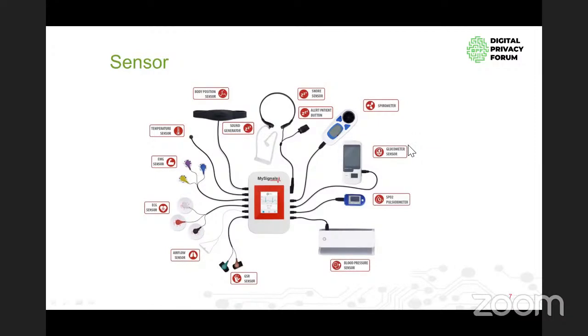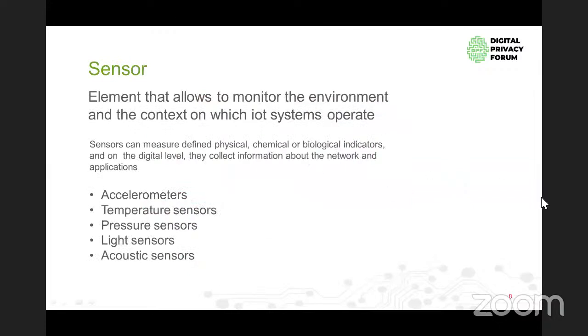Or I can measure your heart rate, and ECG or EMG, whatever it is. Or I could measure the airflow, for example. It could be measuring the blood pressure and so on and so forth. These are sensors. So sensors are an element that allows to monitor the environment, and the context on which the IoT system operates. So it could be accelerometer or temperature, pressure, light, acoustics. So all of them, all the parameters can be measured. It could be also physical or chemical or biological indicator.